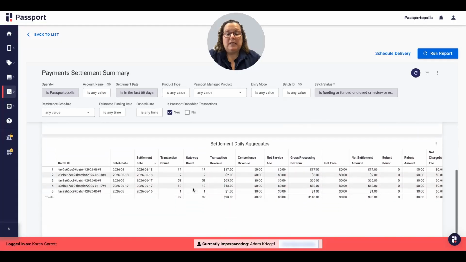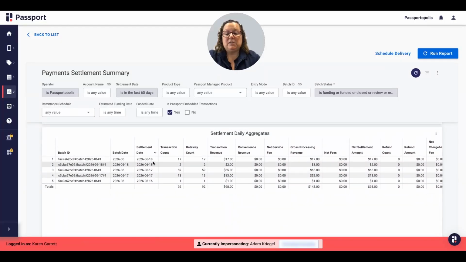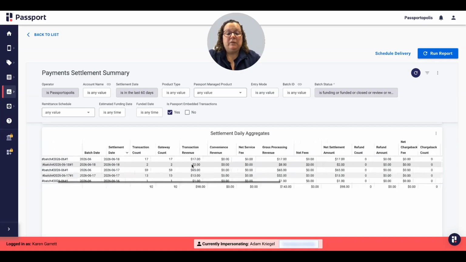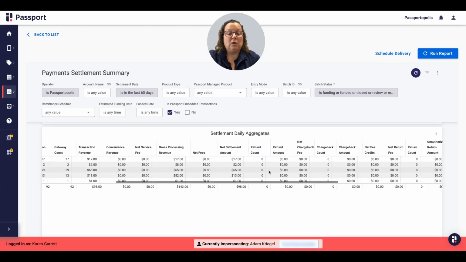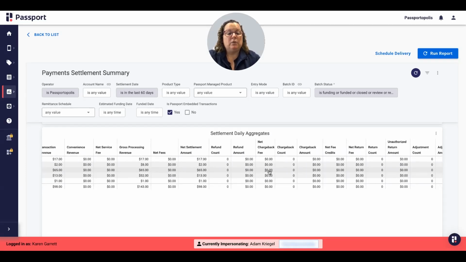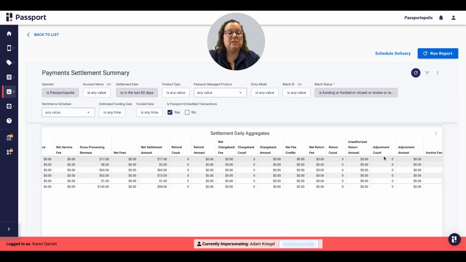If we scroll down for those daily batches, we can see the totals for the batch by day. If you notice, this information too highlights by day the total transaction count, the total gross amount, chargebacks, if any, net returns, as well as adjustments.